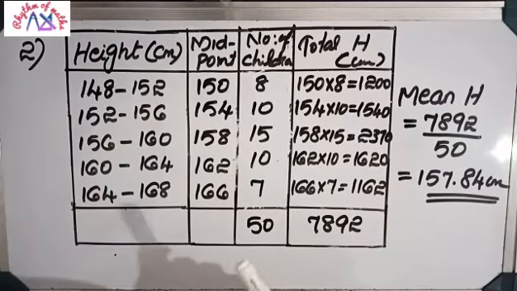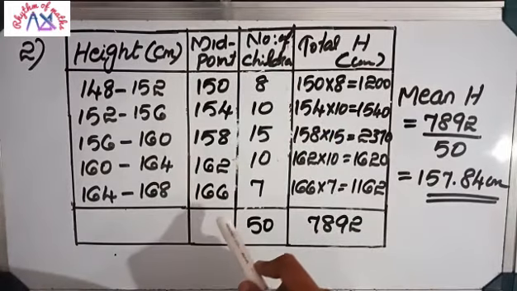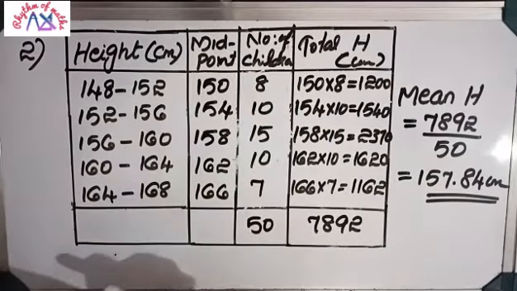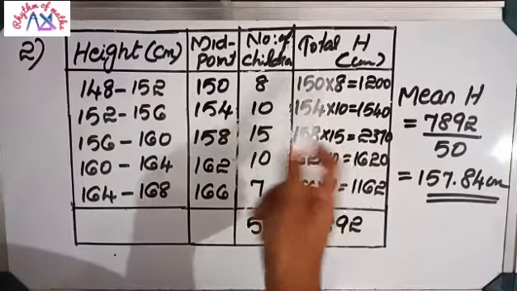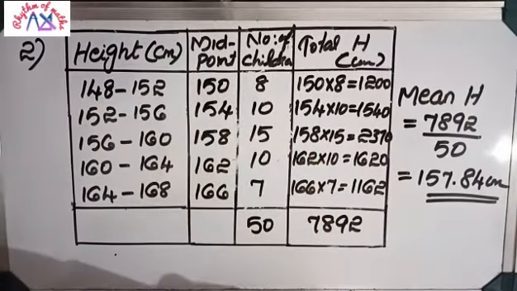Same as the previous case, the only thing is one more column with the midpoint. Write the midpoint, and the multiplication is the midpoint into the number of children. Similarly, try to do the third question as homework. Same as this, try to do the third one.